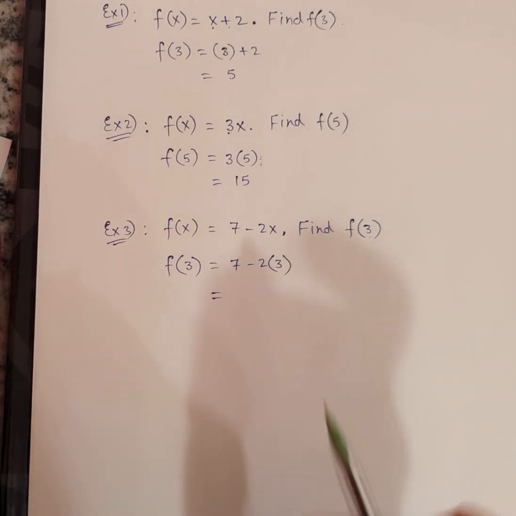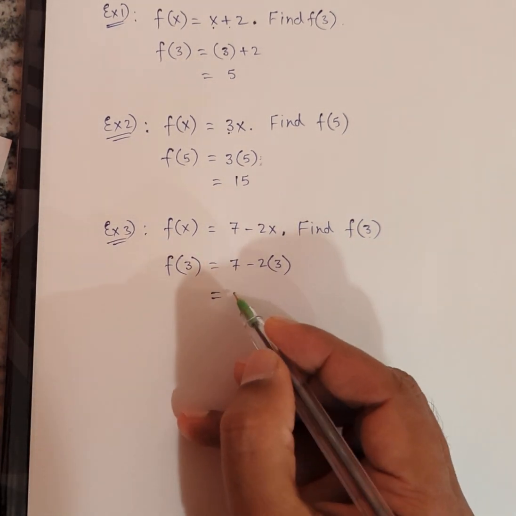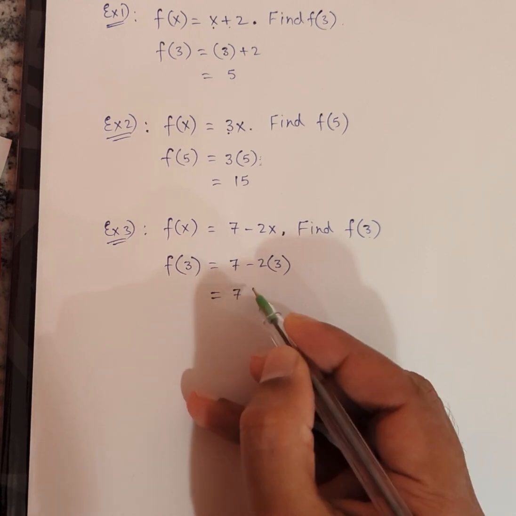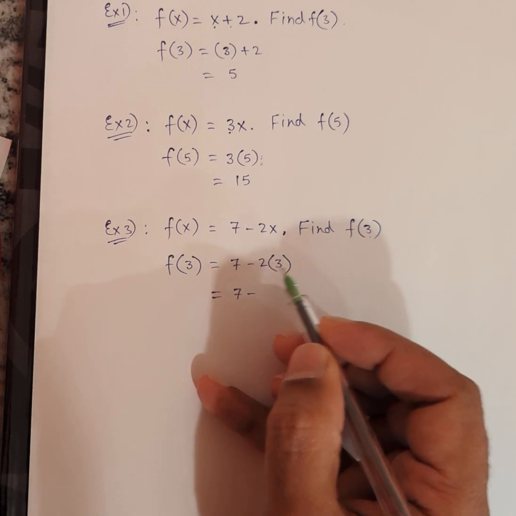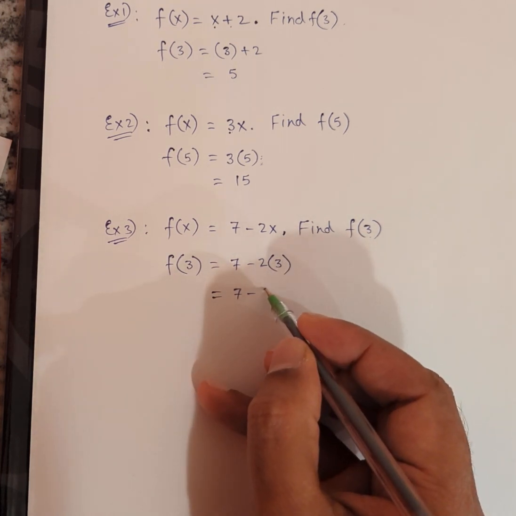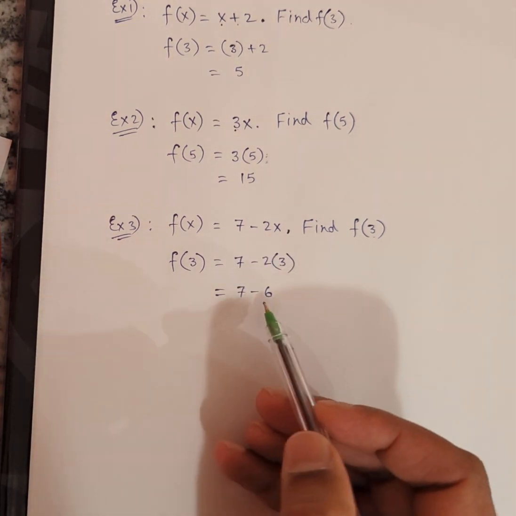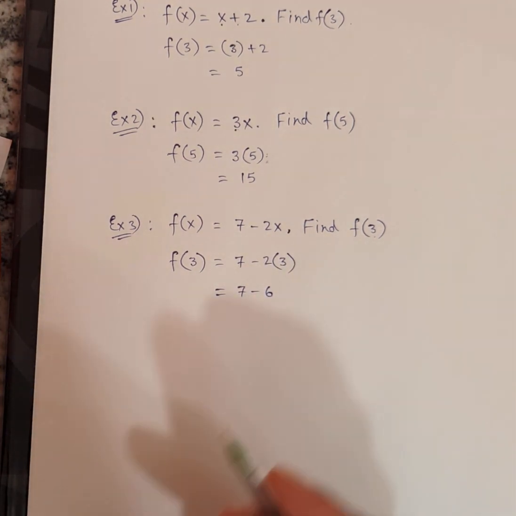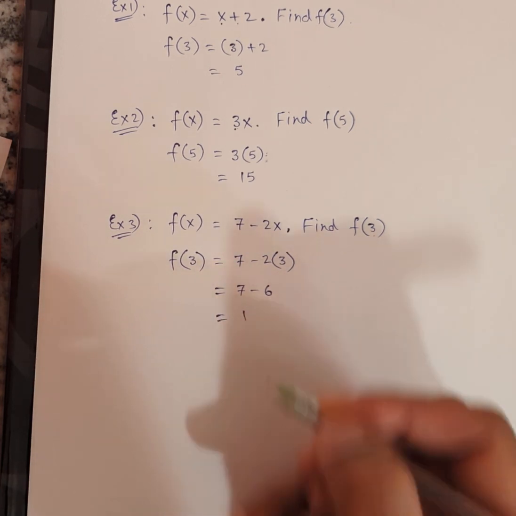In the first step, I'm going to do just multiplication, which means I'm going to copy the 7 minus and only do the multiplication, 2 times 3. 2 times 3 is 6. So once I carry out that multiplication, now I'm left with only one operation, 7 minus 6. That answer is 1.